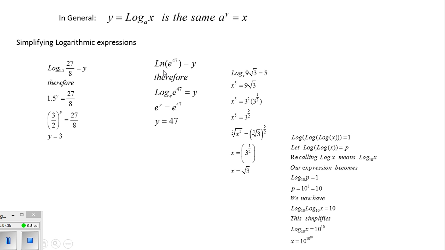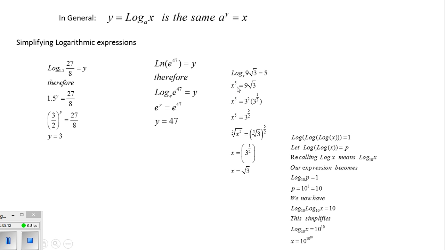Another expression, the natural log, log base e of e to the 47th is y, which means what? E to the power y is equal to e to the 47th. Well, obviously then y equals 47 since the bases are equated. Here's another one. Log base x of 9√3 is equal to 5 implies x to the 5th is equal to 9√3.